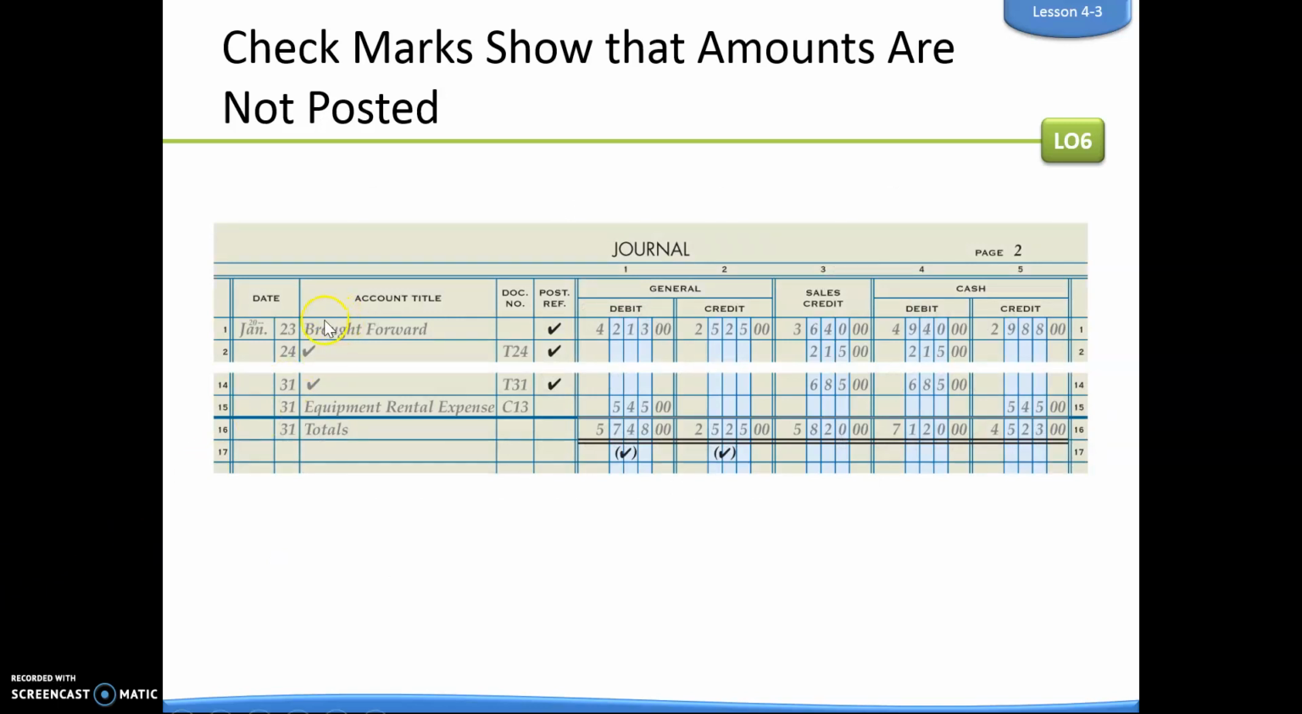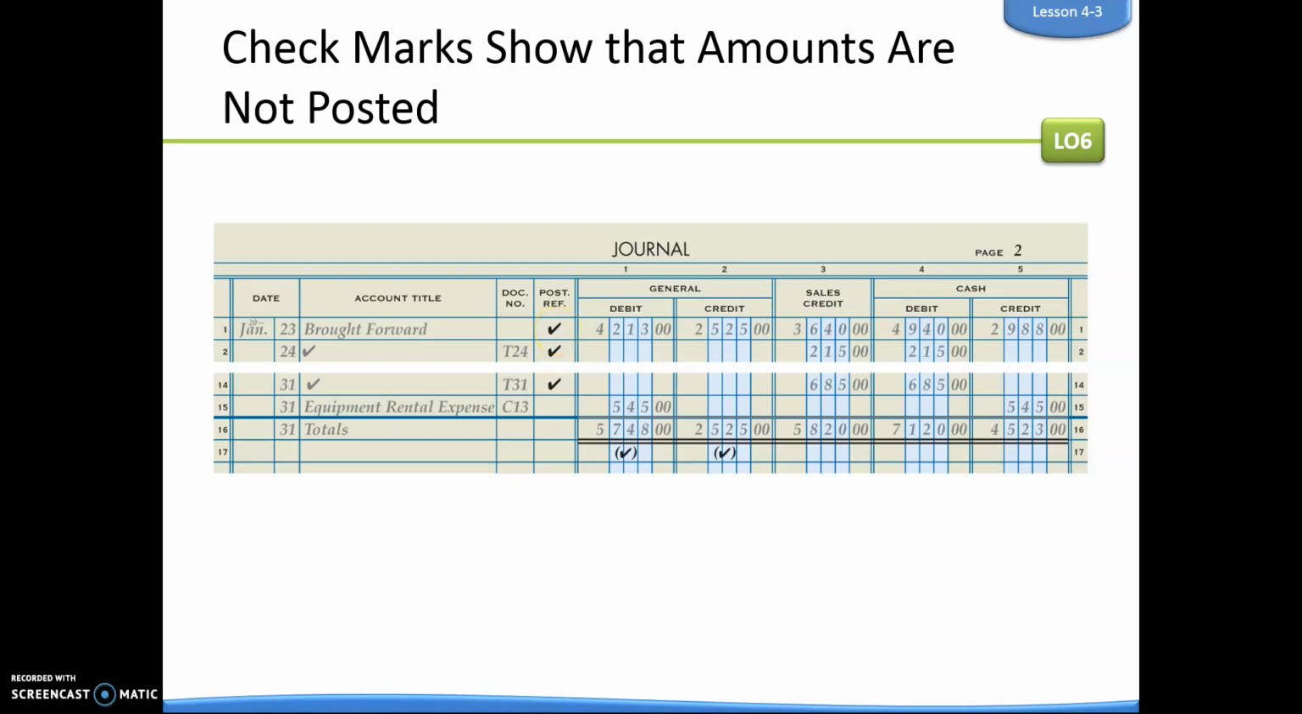So here you can see we have some check marks. Here is our first one. This is a brought forward amount. So we must have gotten to the end of a journal page. Here we are on page 2. So our brought forward totals, we do not post this, or any of these 3. What the check mark says is that we don't post anything in these lines. And again, we just don't want to have an empty post reference column because that could look to us like we forgot something.